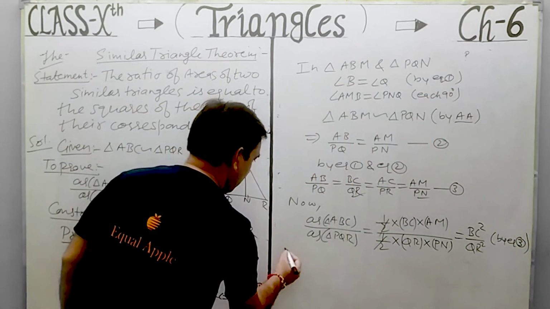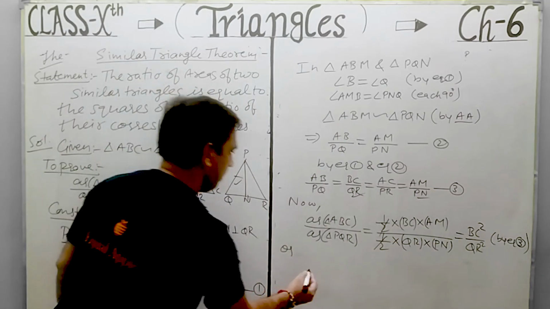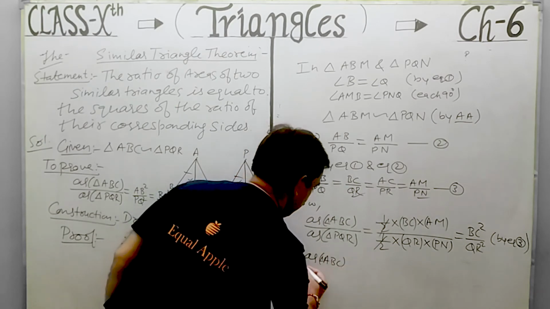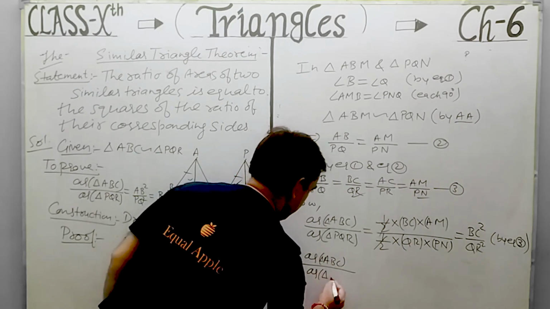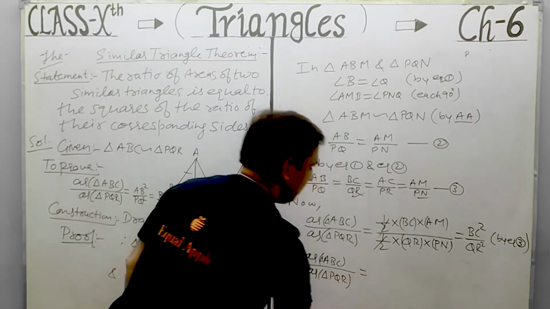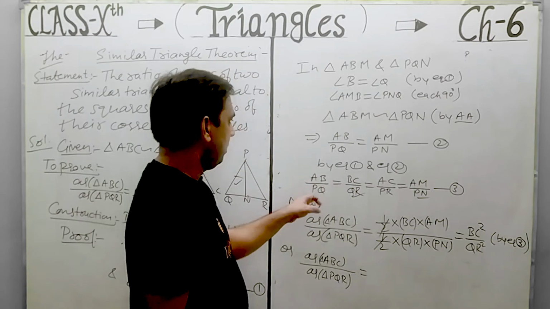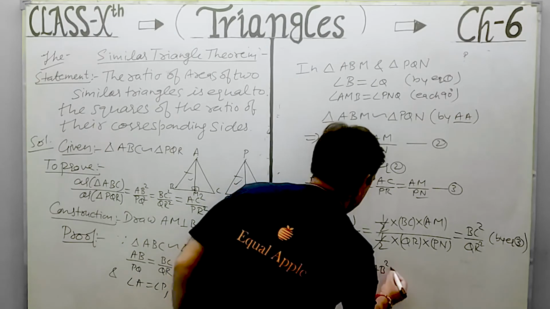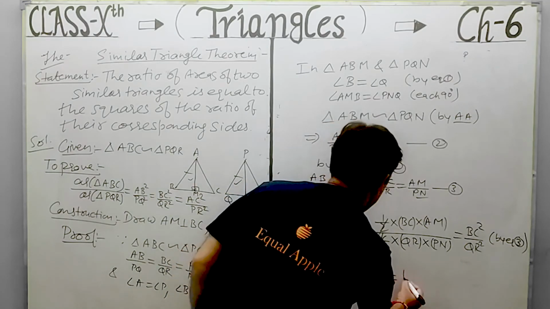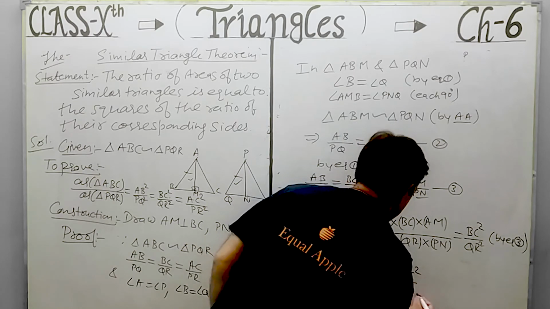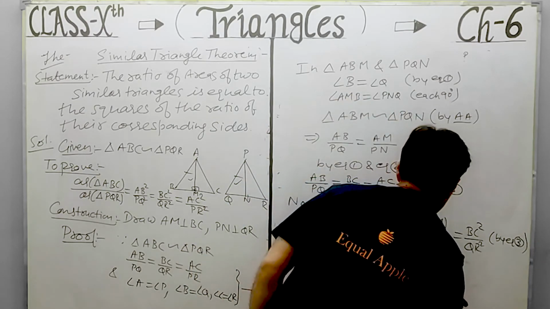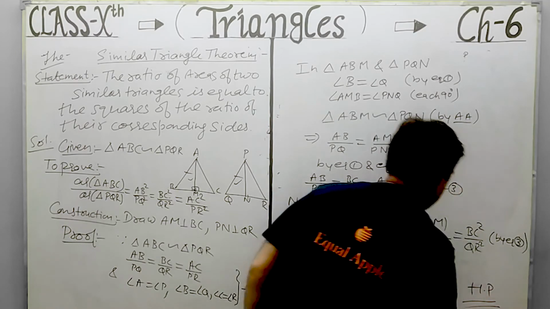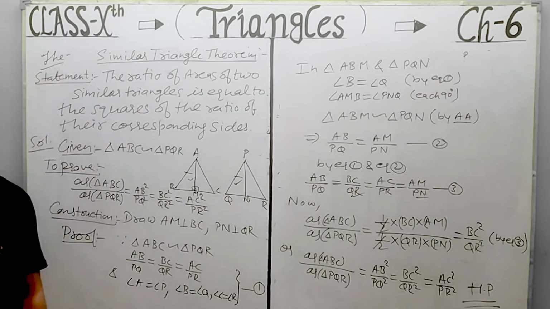Now, by equation 3, area of triangle ABC upon area of triangle PQR. Since BC upon QR is also equal to AB upon PQ and AC upon PR, we can write AB square upon PQ square equals BC square upon QR square equals AC square upon PR square. So this is the proof of this similar triangle theorem, right?